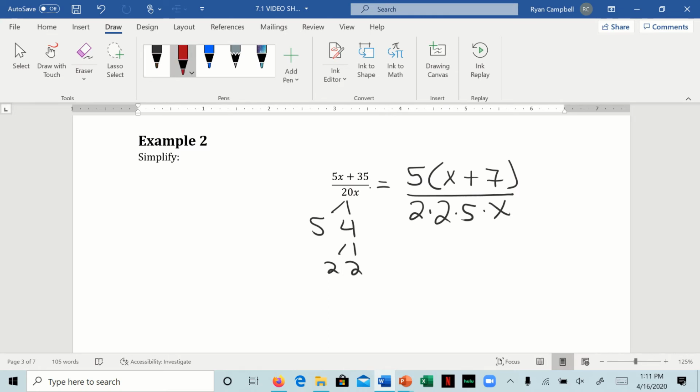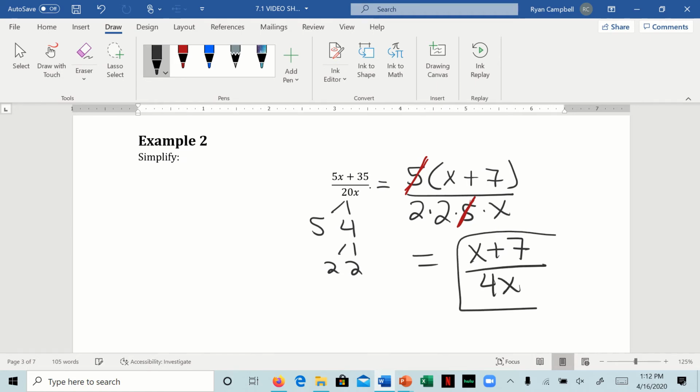Then we take out what's on the top and the bottom. There is a 5 here being multiplied, and there's a 5 here being multiplied, so those are canceled. Now, can we simplify the x's? No, because this x is being added. The only way to simplify this is if you had an x plus 7 on the bottom, which we don't. So the way to simplify this is going to be x plus 7 over 2 times 2 is 4, 4x. So that's simplified.